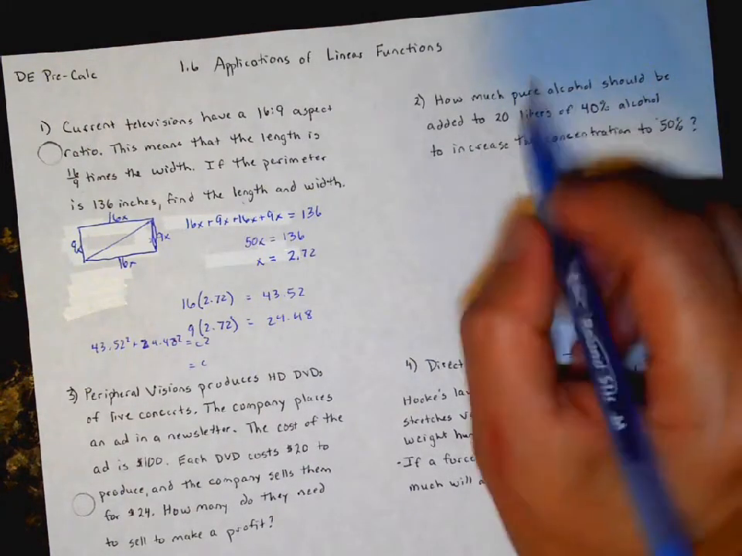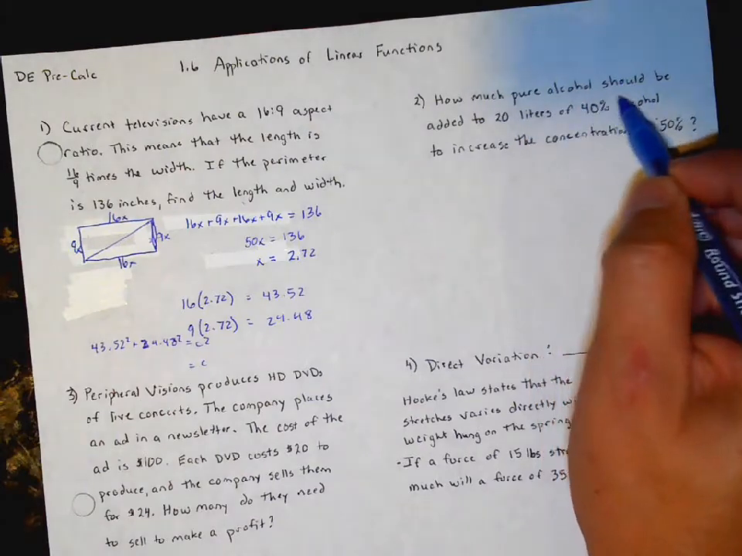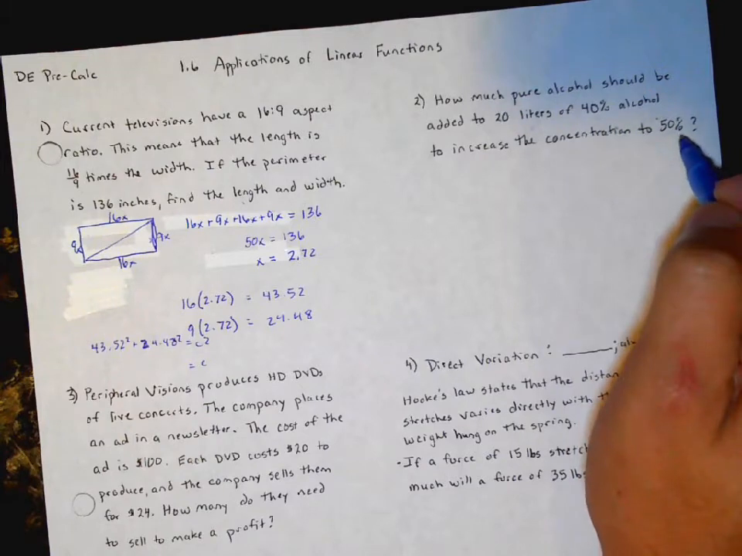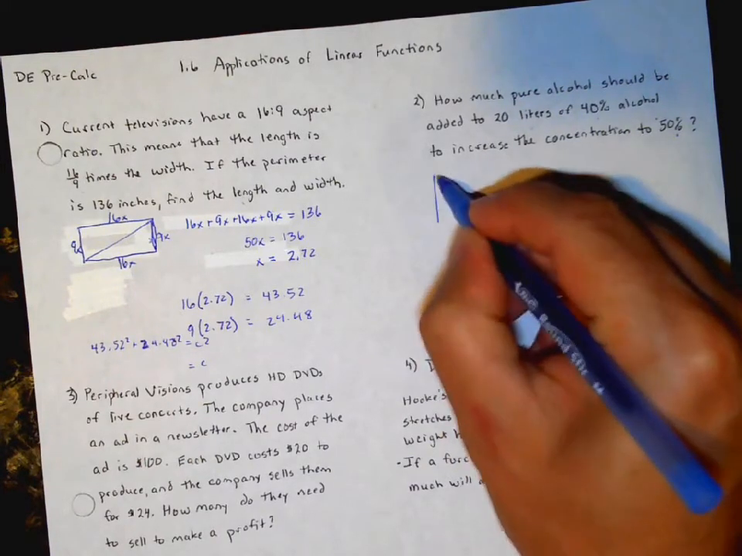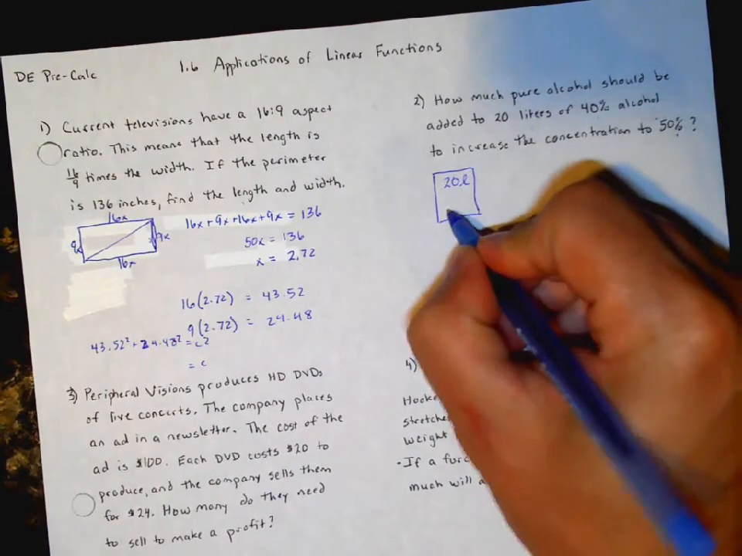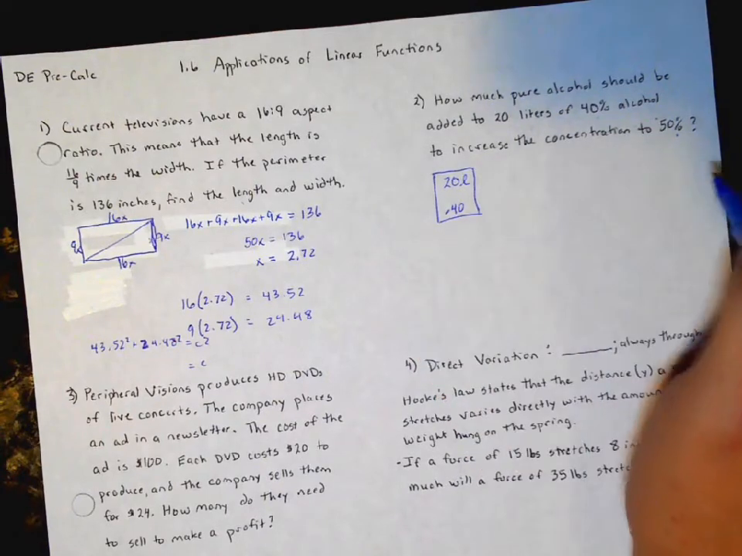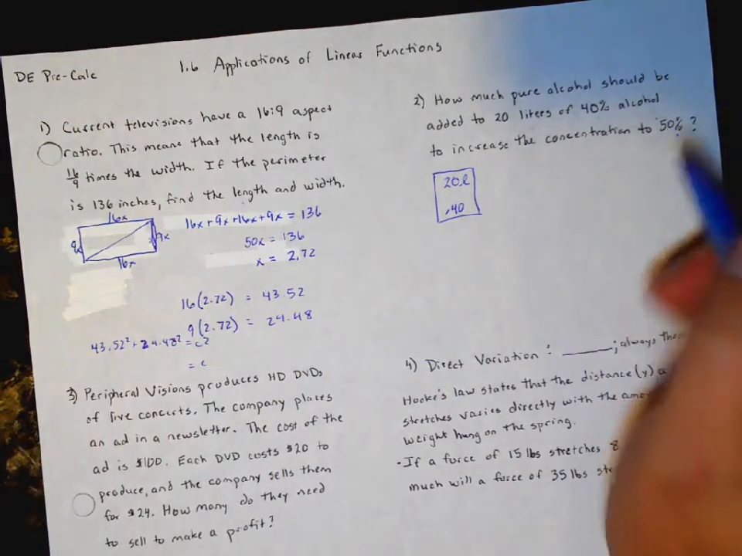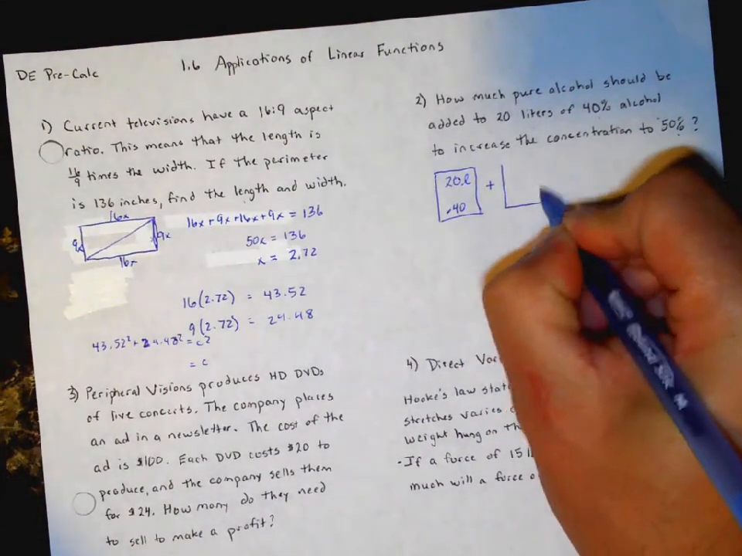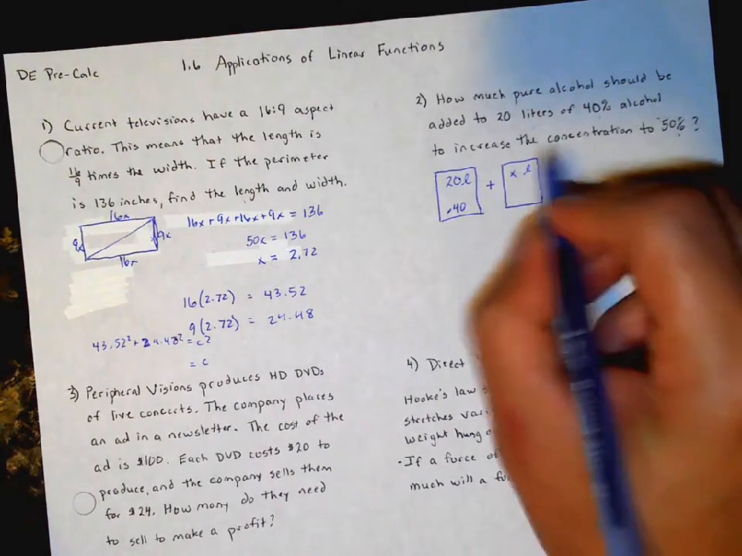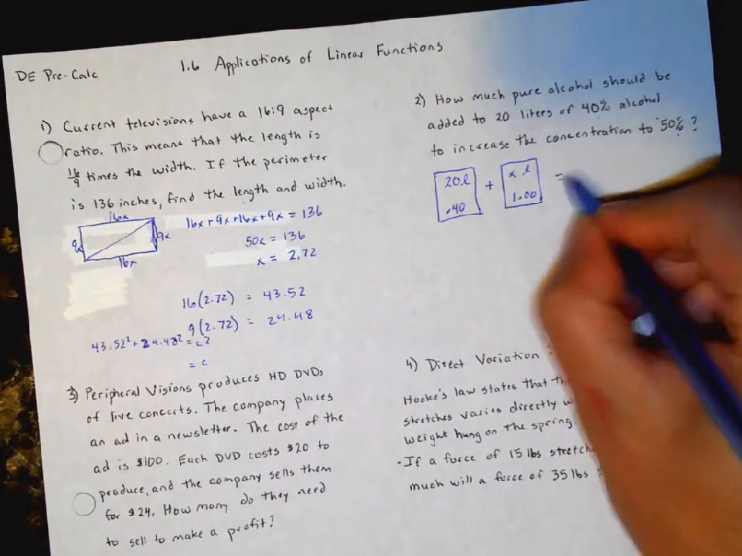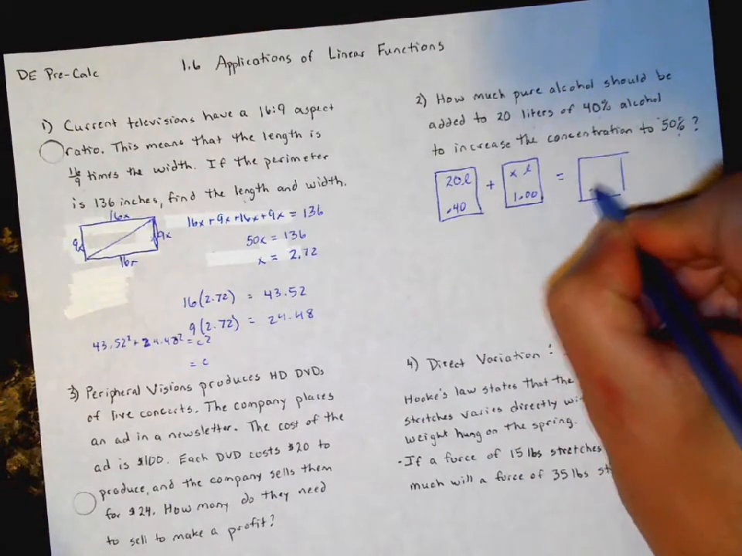Number two, how much pure alcohol should be added to 20 liters of a 40% alcohol to increase the concentration to 50%? Okay, so in this container right here, we have 20 liters, and it is 40%. 40% of it is alcohol. The other 60%, I don't really know, but 40% is alcohol. I want to add X amount of liters to this, and it's pure alcohol, so that means it's 100% alcohol. And I want to end up with 50%.